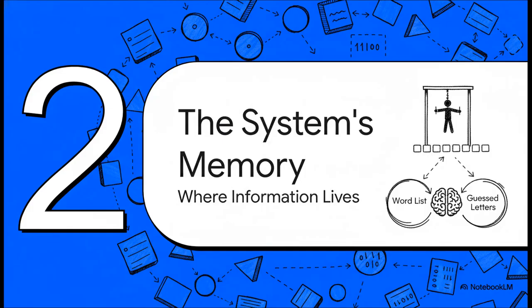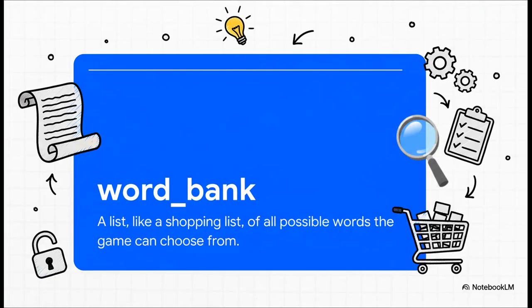Okay, let's start with that first piece, the system's memory. Every program has to have a way to remember things, right? A place to keep track of what's going on. In our hangman game, it turns out there are really just 2 key places where it stores all its information. So first up, we have the word bank. You can just think of this as a big shopping list. It's a simple list of all the possible words the game can pick from. The game reads from this list to start a new round, but it never, ever changes it.